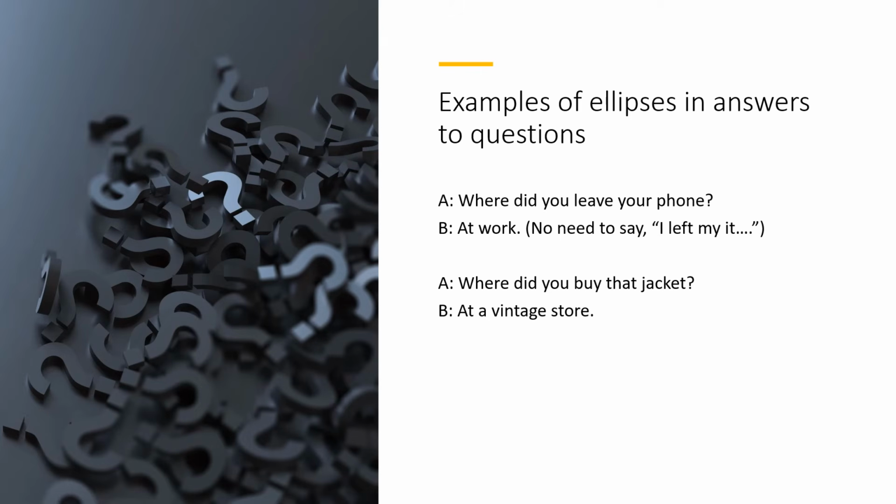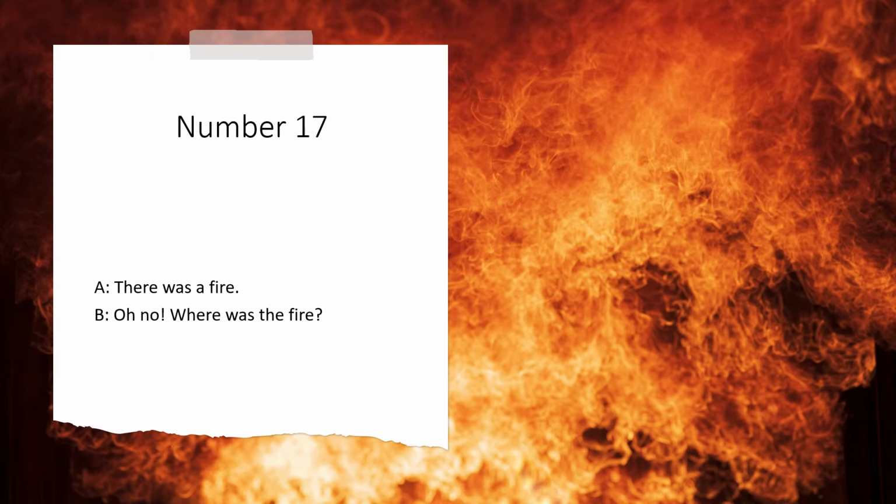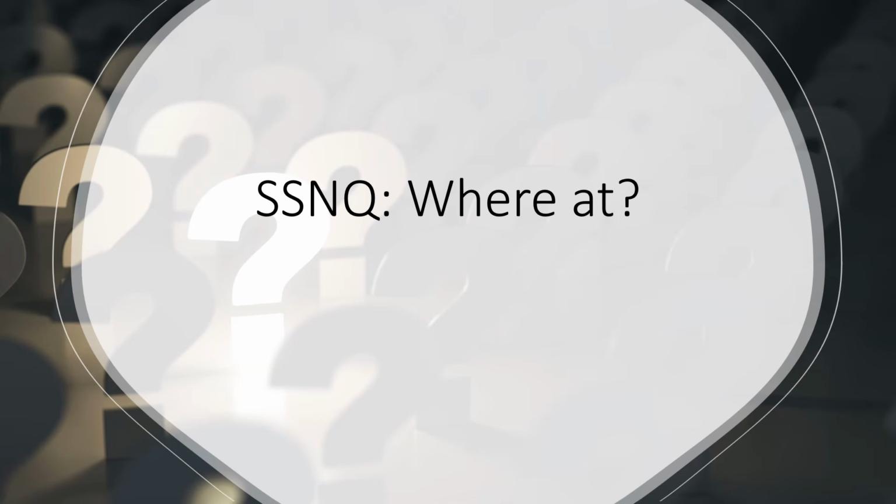Here are a couple natural examples of ellipses in answers to questions to help you grasp this. Where did you leave your phone? At work. So there's no need to say I left it at work. Where did you buy that jacket? At a vintage store. Number 17. There was a fire. Oh no, where was the fire? SSNQ, where at?